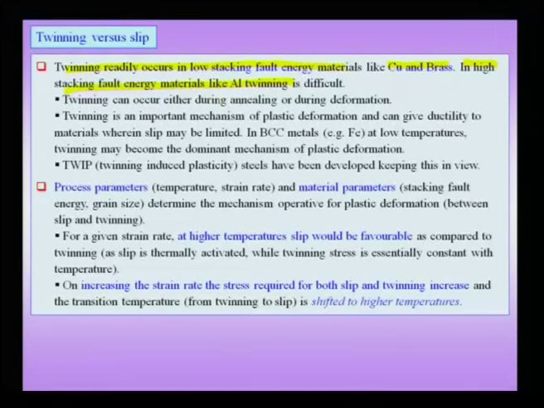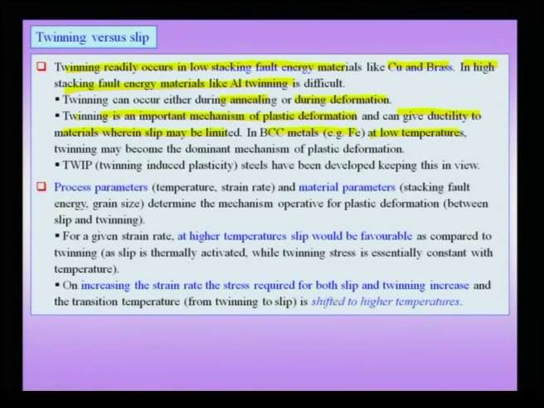Twinning can occur either during annealing, in which case they are called annealing twins, or they can occur during deformation, and in fact they can be a reason for giving rise to plastic deformation, in which case they are called deformation twins. Twinning can become an important mechanism of plastic deformation and can give additional ductility to materials wherein slip may be limited. And one such example I showed you was the case of BCC metals like iron at low temperatures.